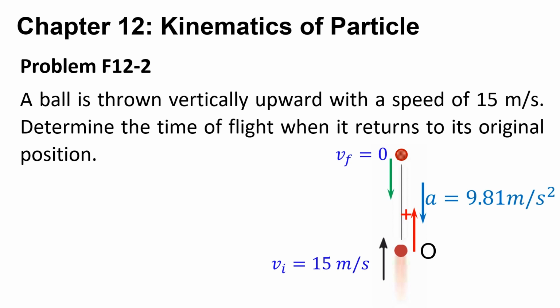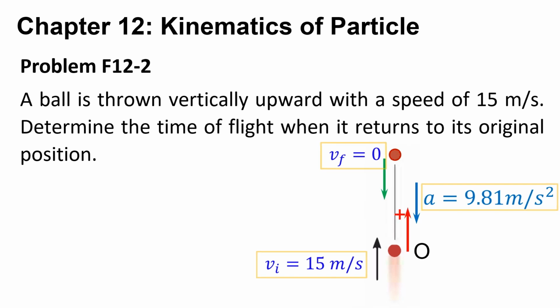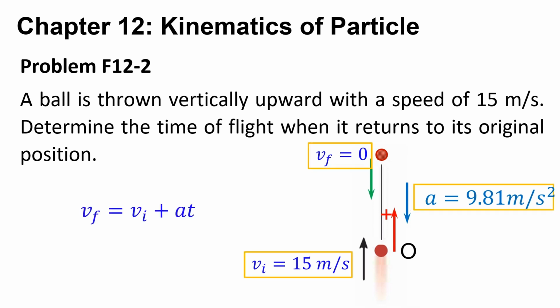The upward movement and the downward one have the same distance and time. So, if we find the time of the upward movement and multiply it by 2, we will obtain the time of flight when the ball returns to its original position. Assuming that the upward direction is the positive direction, we know the acceleration, the initial and final speeds. The equation that relates time, speed, and acceleration is vf equals vi plus a multiplied by t. This equation is used only if a is constant.